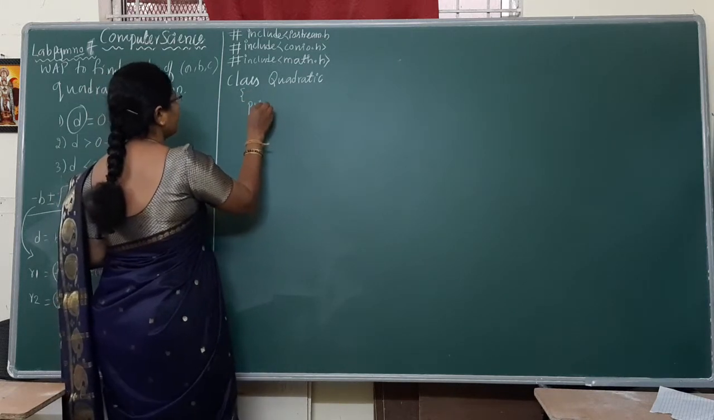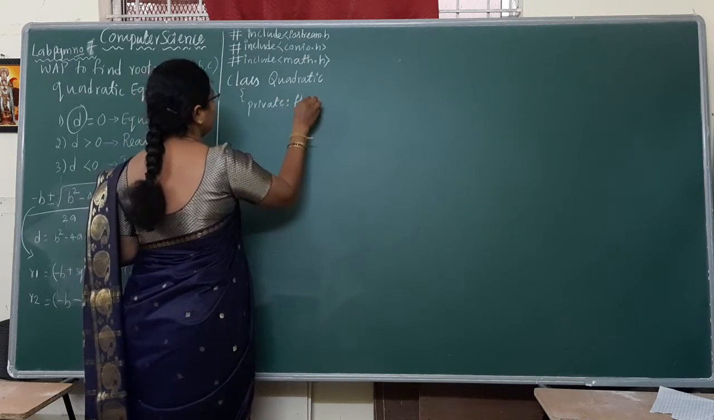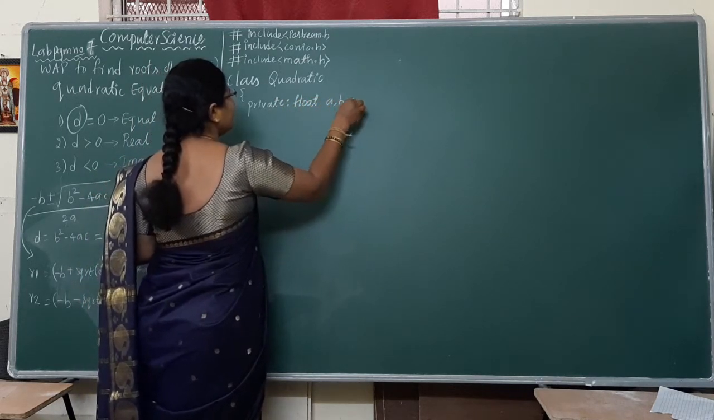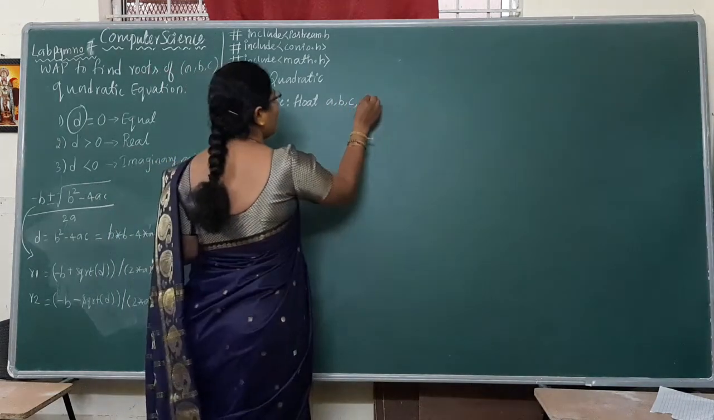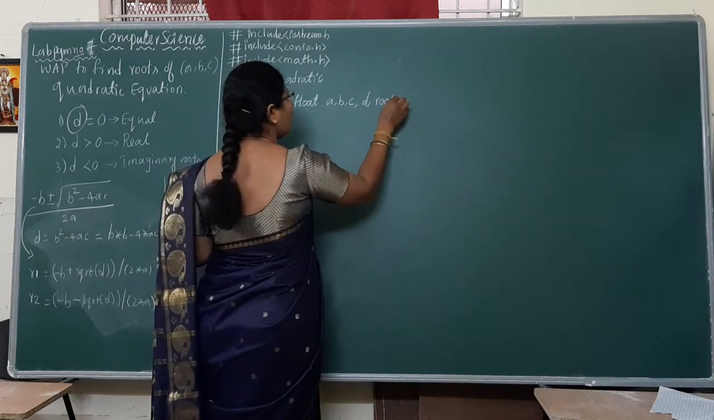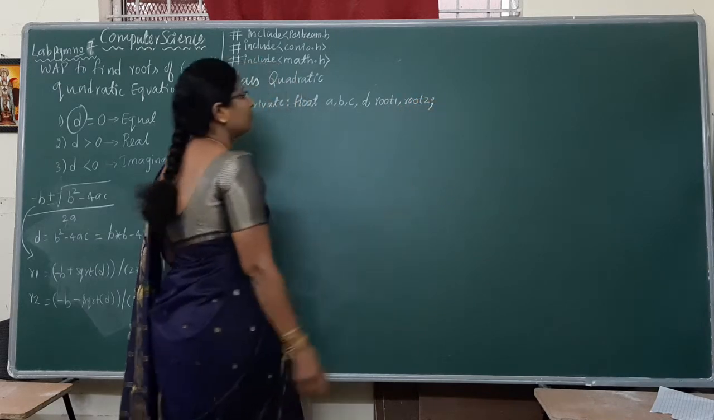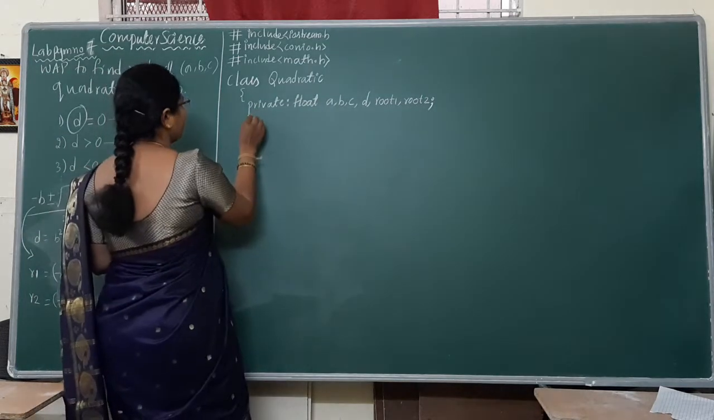So with private, declare the variables under a float data type: a, b, c for the three coefficients to accept the values, and discriminant d, root 1 or r1, root 2. So these variables we need to declare as data members under private.